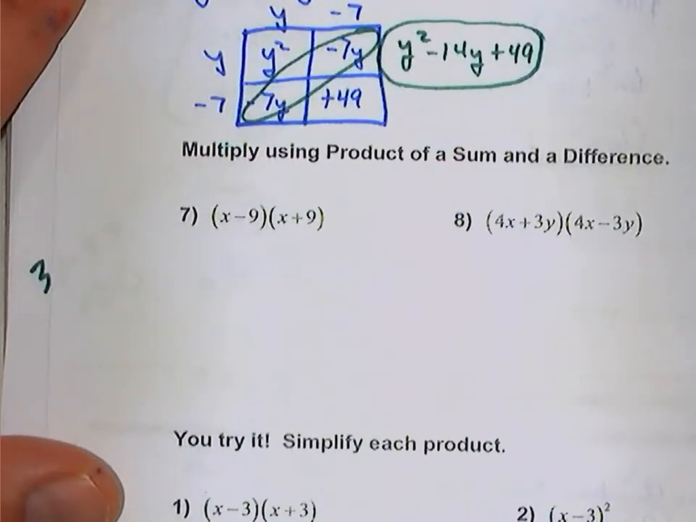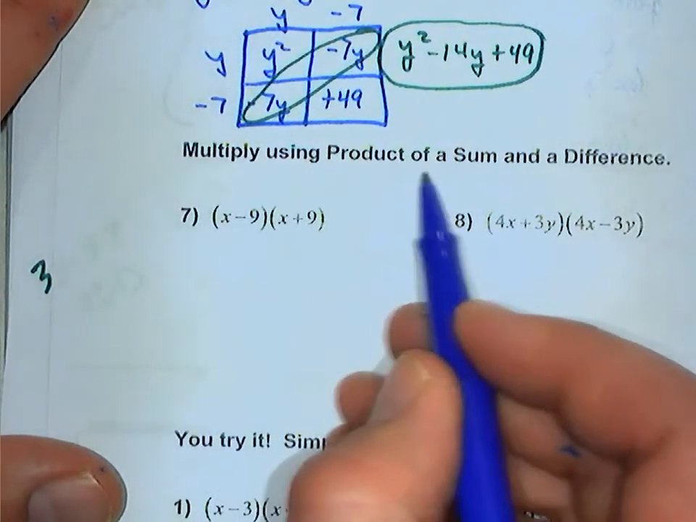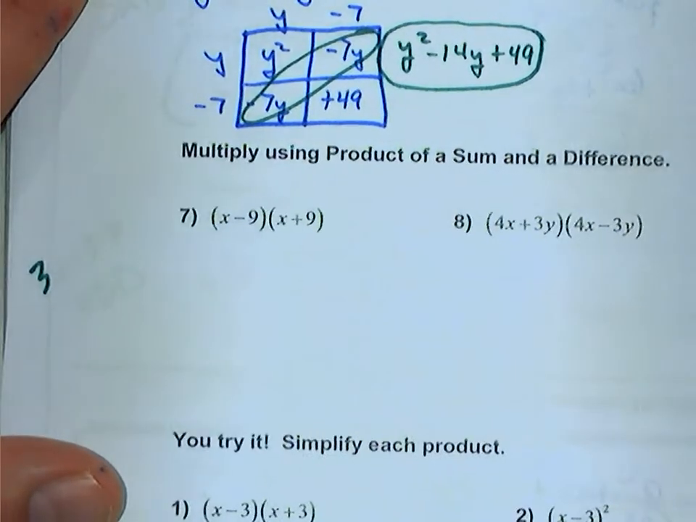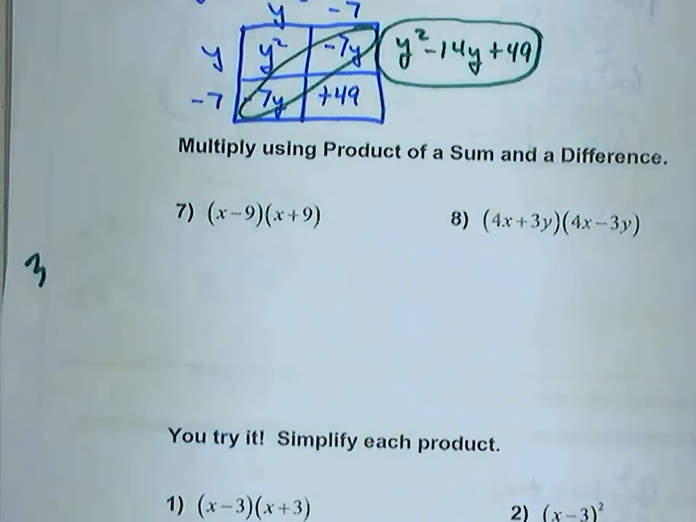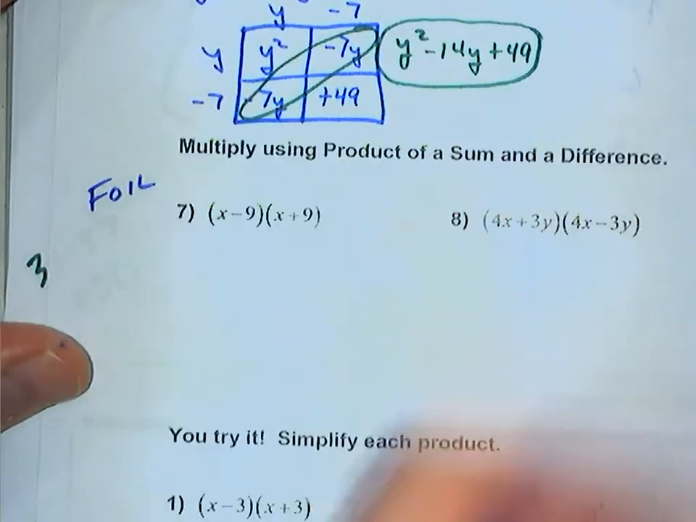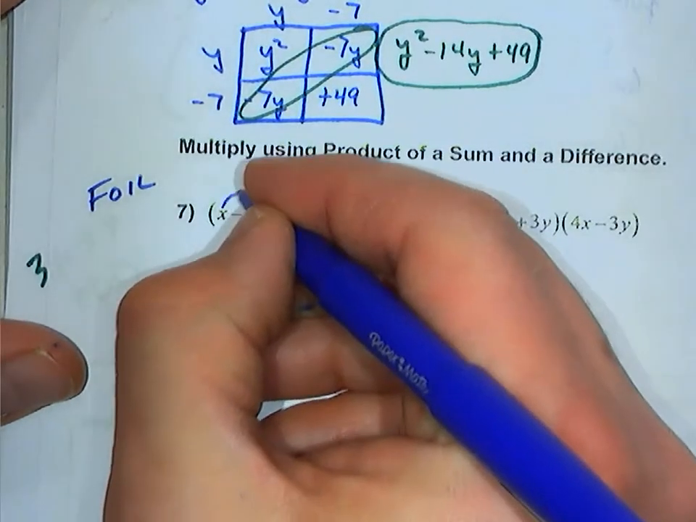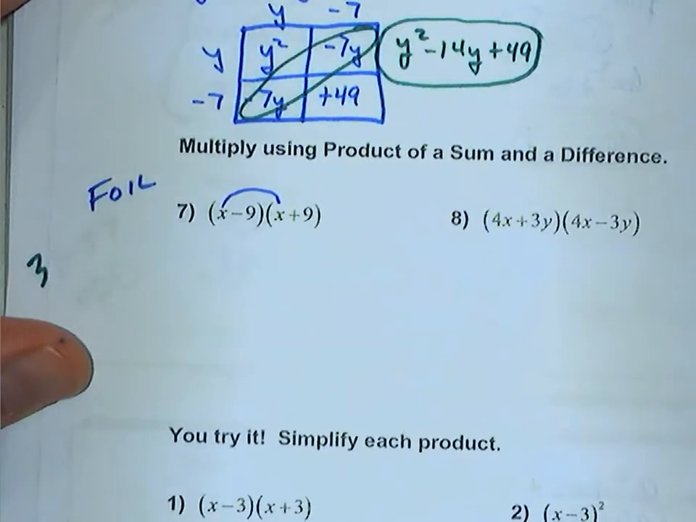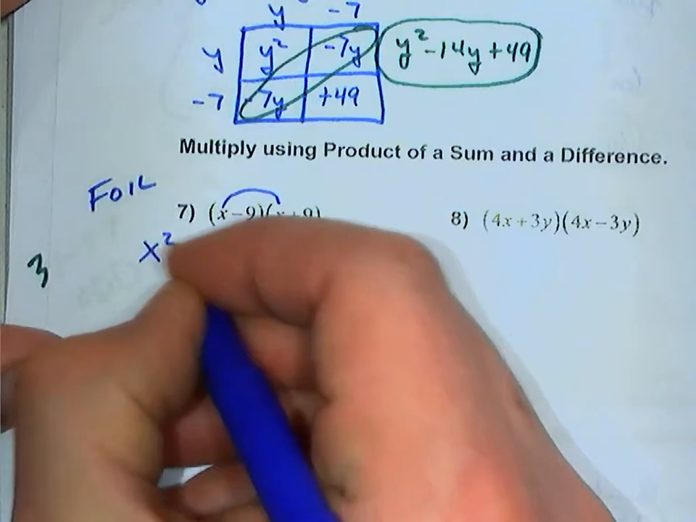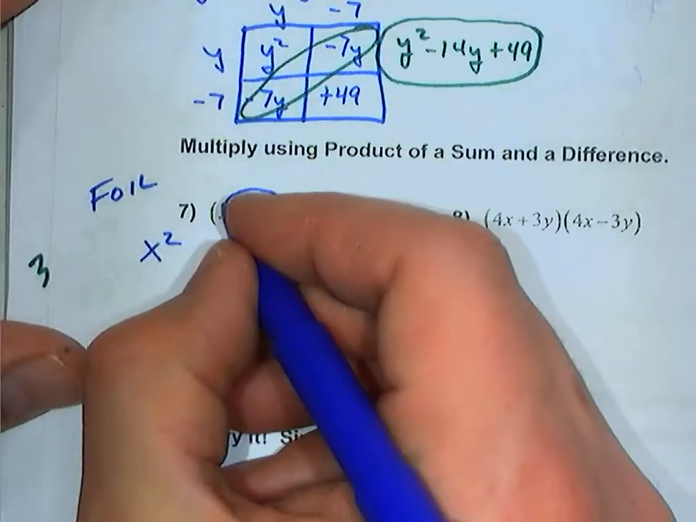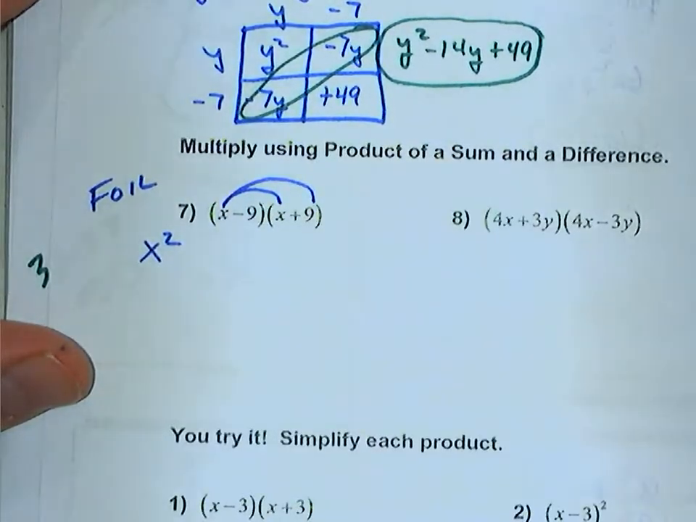All right. So this says multiplying using a product of a sum and a difference. So I have one's a plus, one's a minus, or one's a minus, one's a plus. So again, we're just going to FOIL this guy here. First, outer, inners, last. If you need to, use the table. I don't care. Doesn't matter to me. I think FOIL is a little faster. I don't have to make the big boxes. X times x is x squared. Outside terms, x times 9 is 9x.